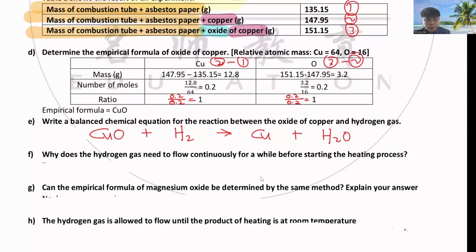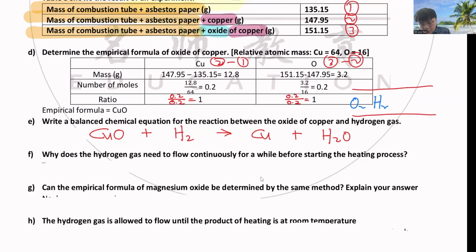So these are the questions. Then, why does the hydrogen gas need to flow continuously for a while after the heating? For this experiment, it is a bit dangerous. The reason is that if inside the tube there is hydrogen gas and oxygen gas, and you heat, an explosion will occur.